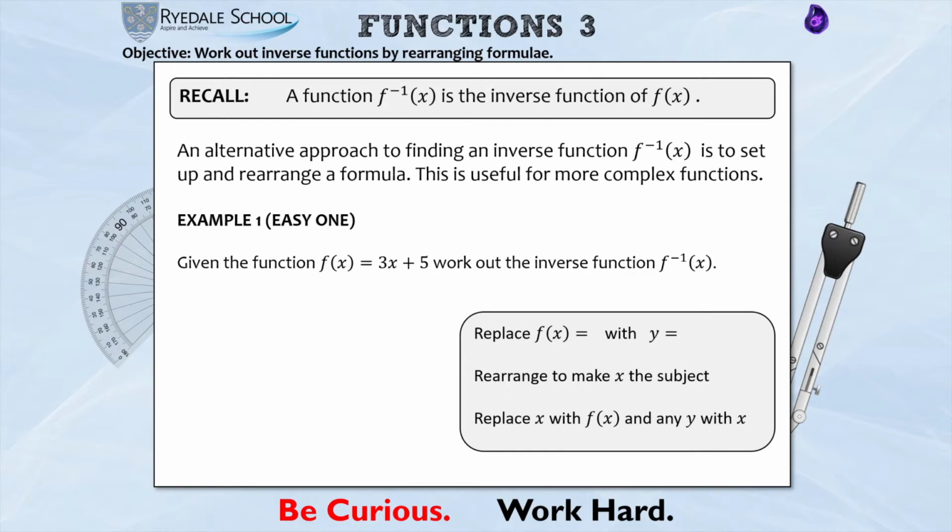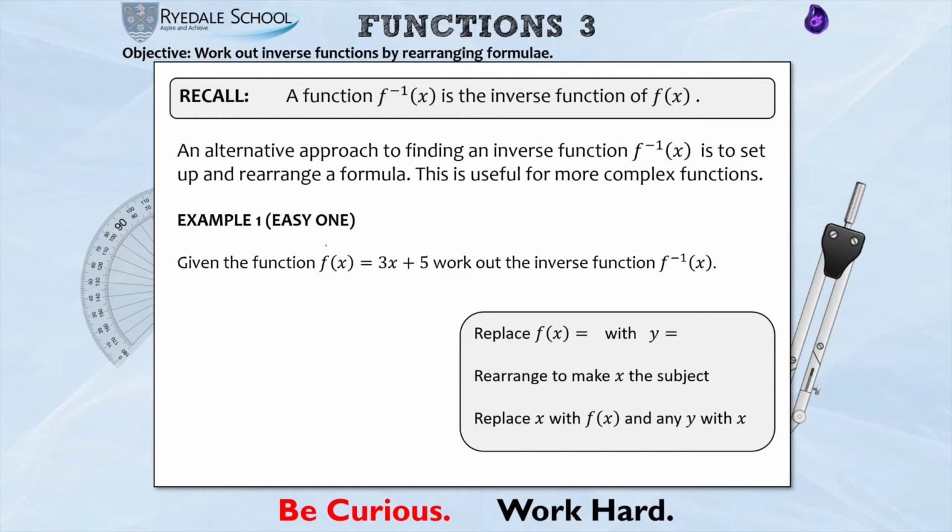What we're going to do today is set up and rearrange a formula to try and find an inverse function. So the first thing that I'm going to do is explain the process, and I'm going to start with an easier function, one that we would be able to solve using inverse function machines and flow diagrams, so you can see that the process results in the same inverse function. So we've got our function f of x equals 3x plus 5, and we're going to try and work out the inverse function. And there are 3 steps that we need to take if we are going to set this up and solve it in the format of rearranging a formula.